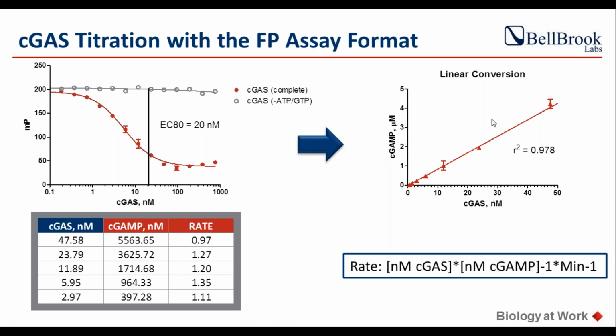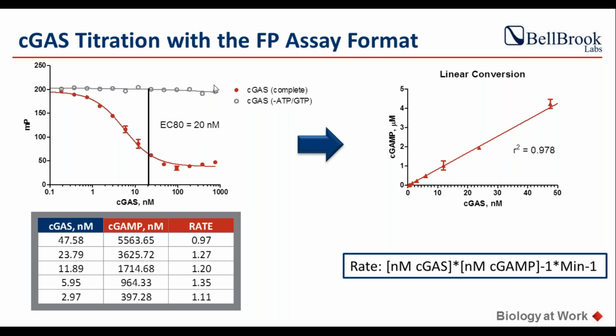So we produce cGAS. We also sell human cGAS here at BellBrook. So this is a titration of cGAS. A complete reaction is where the cGAS gets ATP, GTP, and double-stranded DNA. The concentrations that we used are 100 micromolar ATP, 100 micromolar GTP, and 60 nanomolar double-stranded DNA, which is a 45 base pair ISD, the interferon stimulating DNA. And in absence of substrate, you see a clean line.